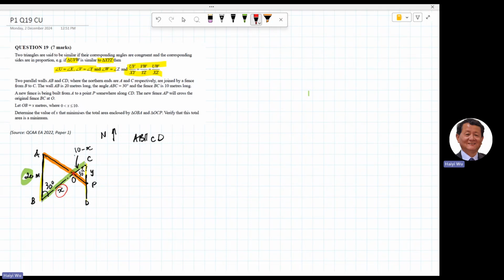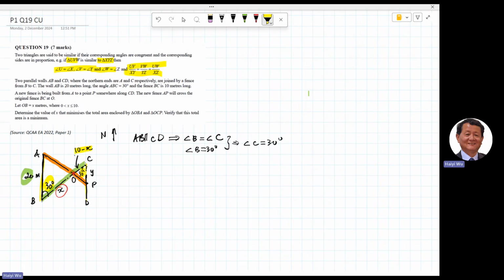So we know the remaining OC is 10 minus X. We also have 30 degrees as the angle ABO. Now, according to the parallel lines, angle B must be equal to angle C. So therefore angle B is 30, and therefore angle C is also 30. Those two angles are the same.